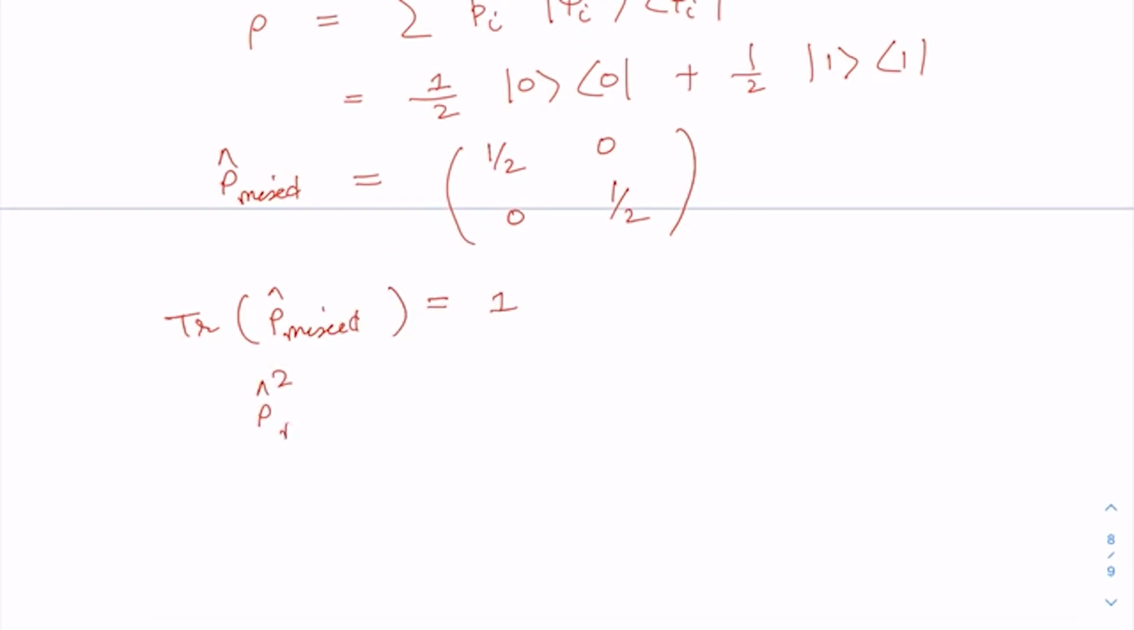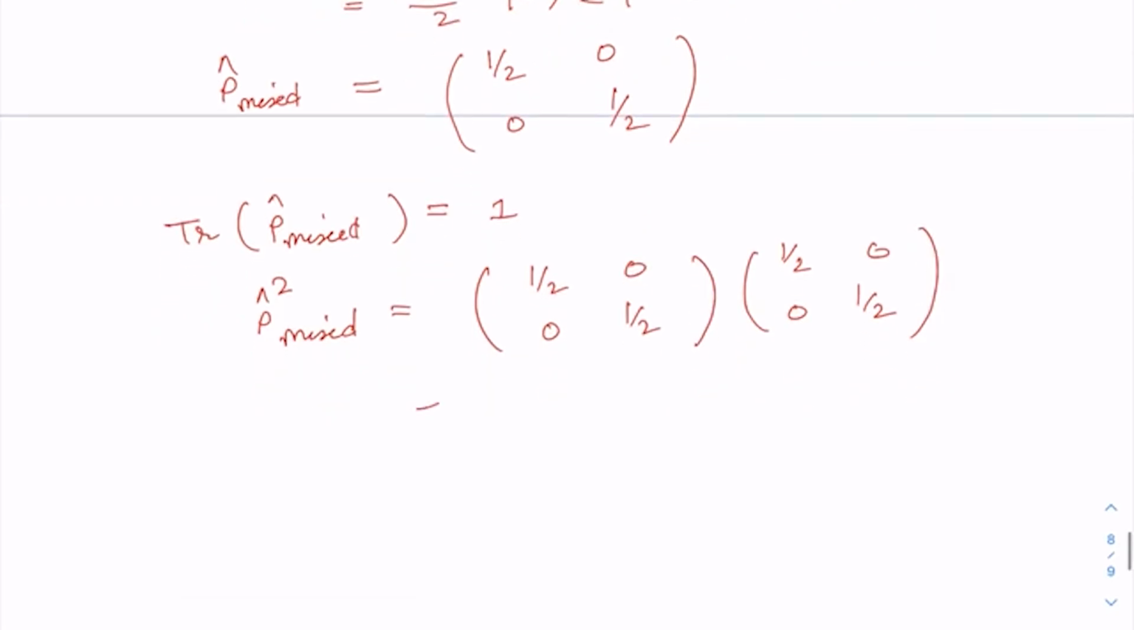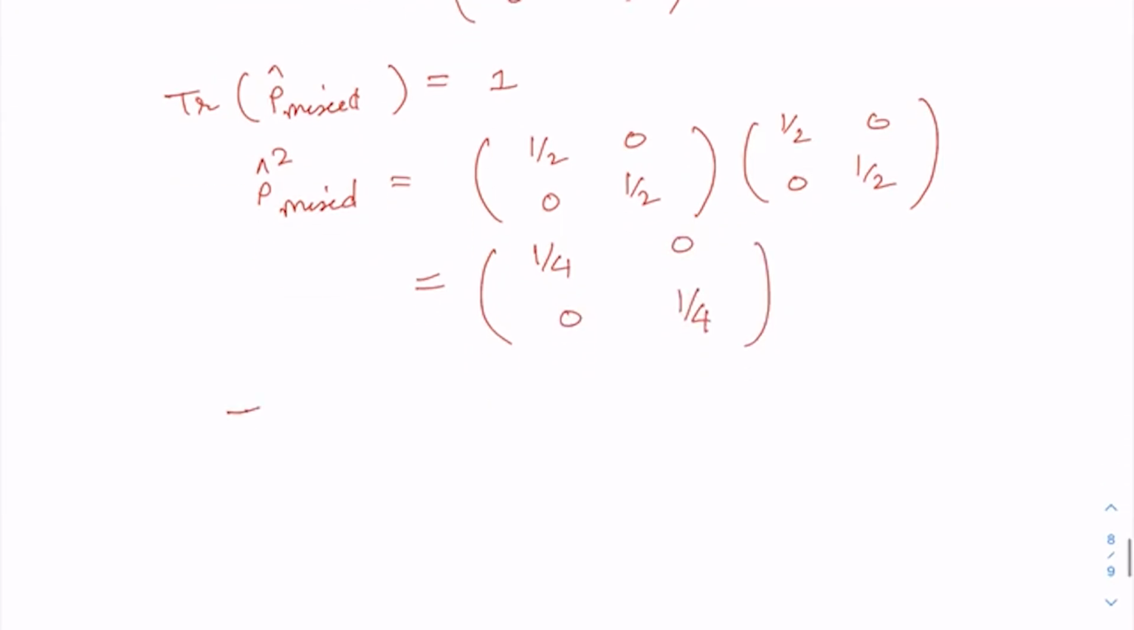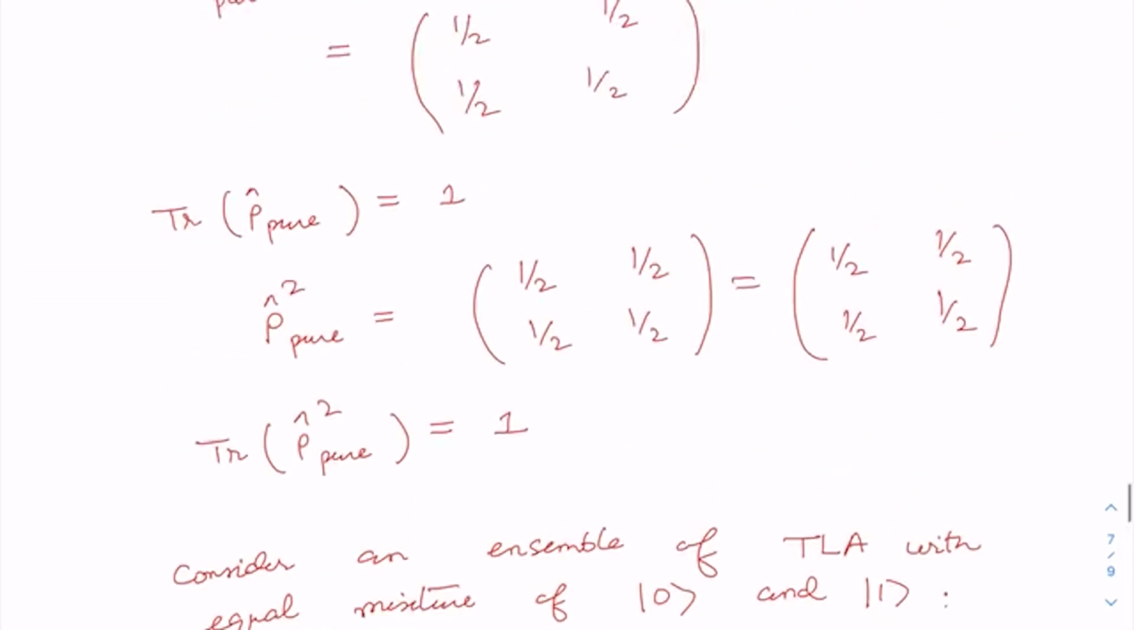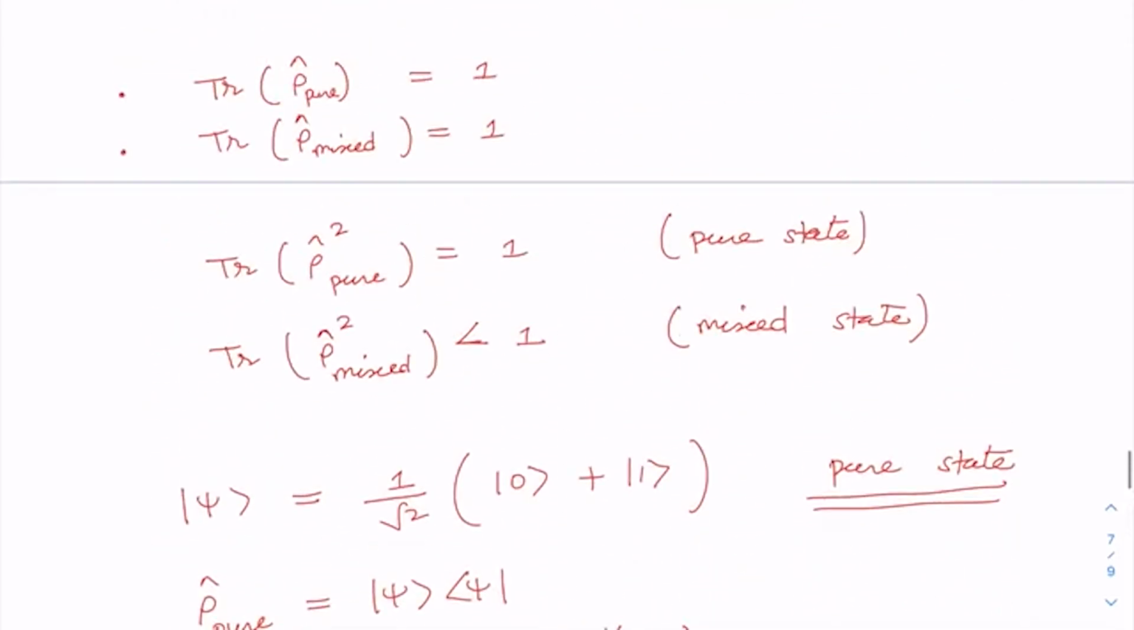But what about rho square? If you do the matrix multiplication of these matrices, you are going to get 1 by 4, 0, 0, 1 by 4, and quite clearly the trace of rho square for this mixed state case is simply half, which is less than 1. So this validates what I said earlier, that for the case of a mixed state you just have to take the rho square.